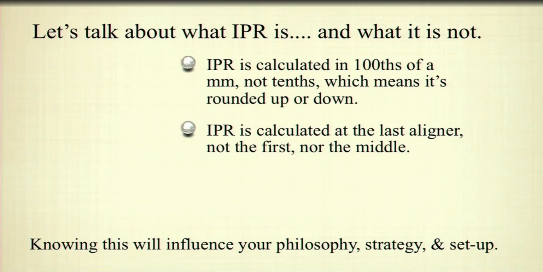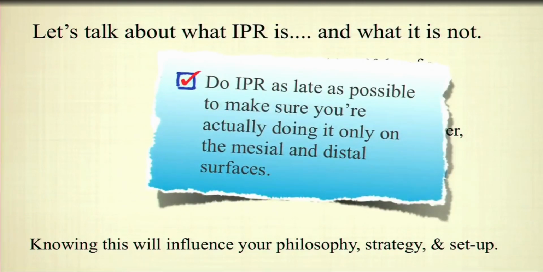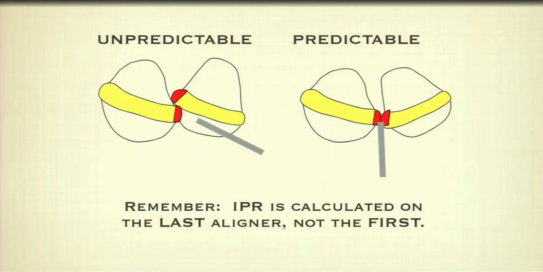So the goal is to have late IPR, not early IPR. I will say it a bunch of times today, early IPR is your enemy. Late IPR is your friend. Make sure you do IPR as late as possible to make sure you're actually only doing it on the mesial and distal surfaces. It's the only place you want to do it because that's what it's calculated on that last position. So this is very unpredictable right here, and this is very predictable. Well, you say, but my teeth aren't in that position. True enough, we'll get to that.